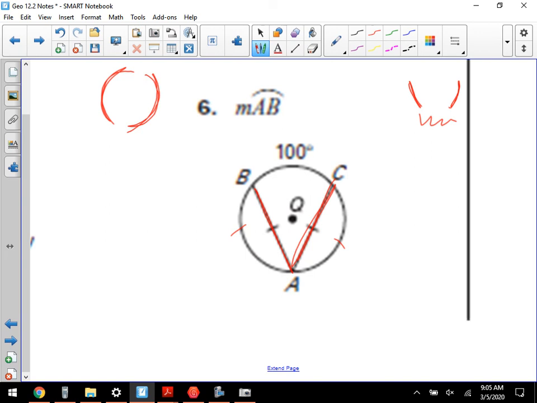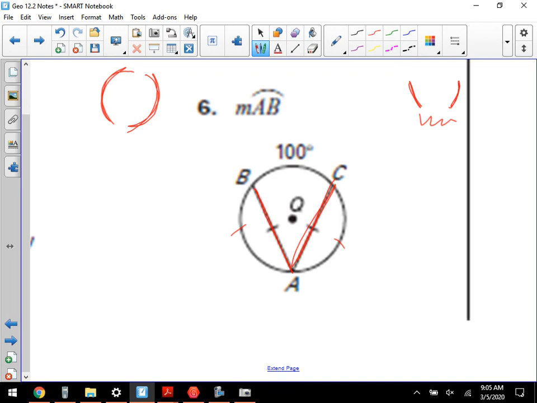Again, you know the chords are the same, therefore the arcs have to be the same. How many degrees are in a circle? Take out 100, how many are left? Cut it in half. They go pretty quick.